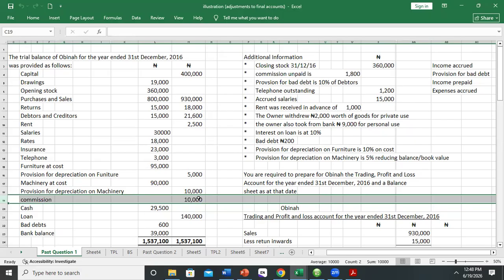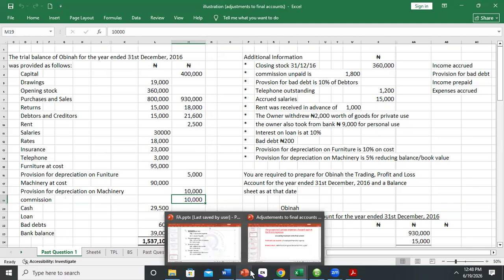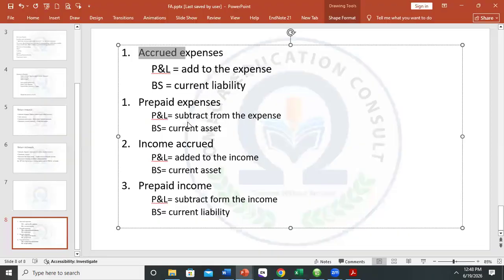So if this is income, then it means this commission unpaid is income unpaid. And income unpaid is the same as income accrued or income outstanding or income owing. So from our summaries, what do we do with income accrued? We add it to the income, and then in the balance sheet, it's a current asset.